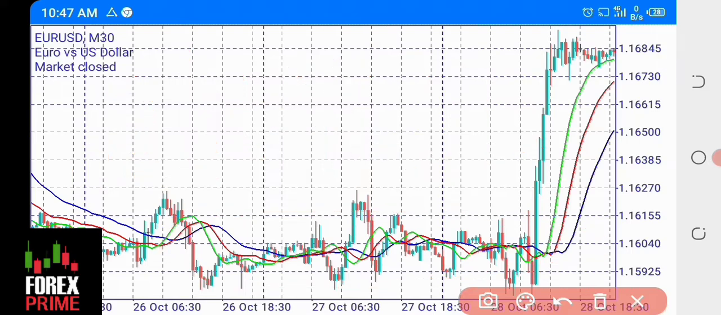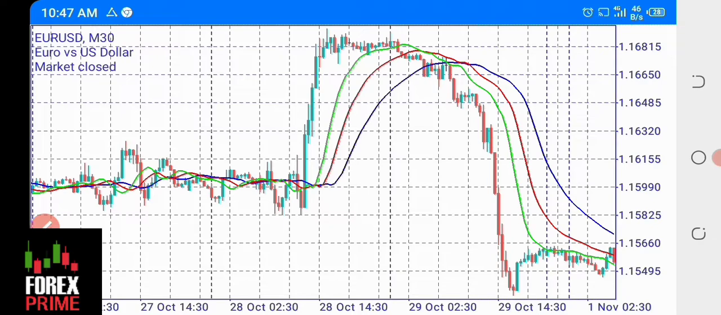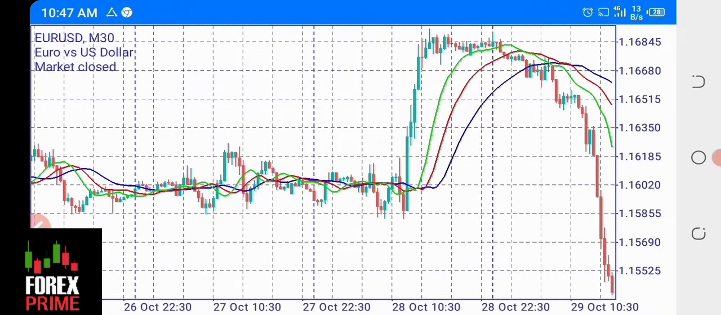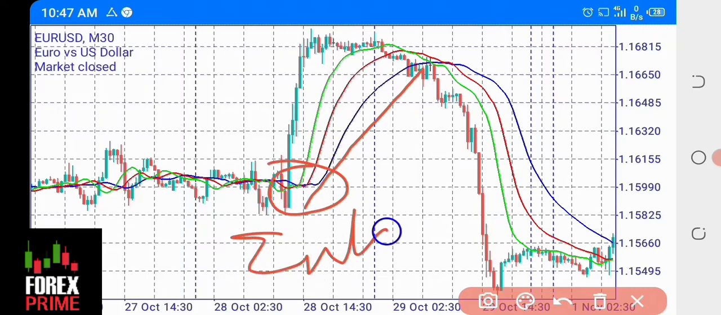Now, when these lines start growing apart, it is a sign that the alligator is awake and it's ready to feed. So this is an indication of a trend in the market. So here, this becomes our entry in the market. Are you seeing how simple it is? And here becomes our exit.